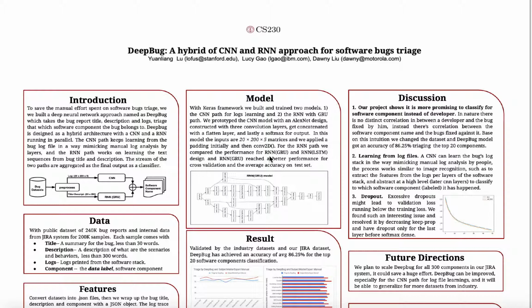Every day we receive lots of bug reports from our customers, from our testing, and from our engineers and technical experts. They spend a lot of effort to triage those bugs. The motivation here is that we are looking to build a service that triages those bugs automatically for us. We would like to introduce DeepBug, a hybrid of CNN and RNN approach for software bug triage.